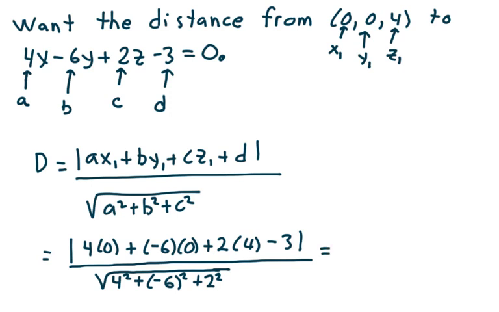Now, that looks like 5 in the numerator, and in the denominator, we get 4 squared is 16, 2 squared is 4, 16 plus 4 is 20, and then negative 6 squared is 36, 20 plus 36 is 56. So we get the square root of 56, which is 2 square root of 14. So the distance is 5 divided by 2 square root of 14.